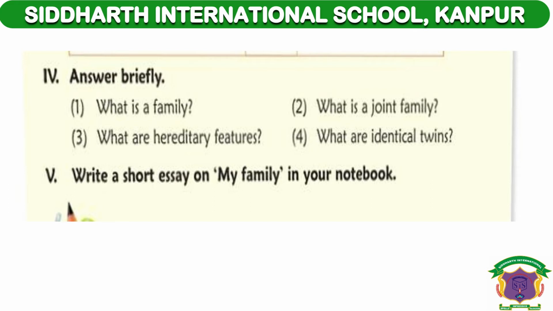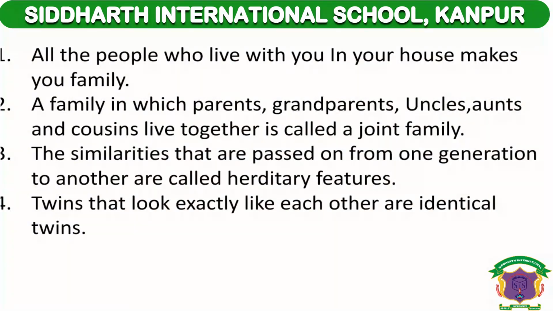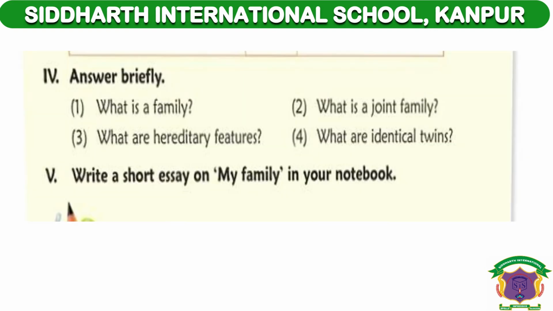So we know the answer, we can write it down ourselves in our words. Still, let's look at the answer here. Yeah, here is the answer. Second one, it is saying a family in which parents, grandparents, uncles, aunts, and cousins live together is called a joint family. Clear, children? Very clear definition of joint family. Let's move ahead and see what is our third question, children.